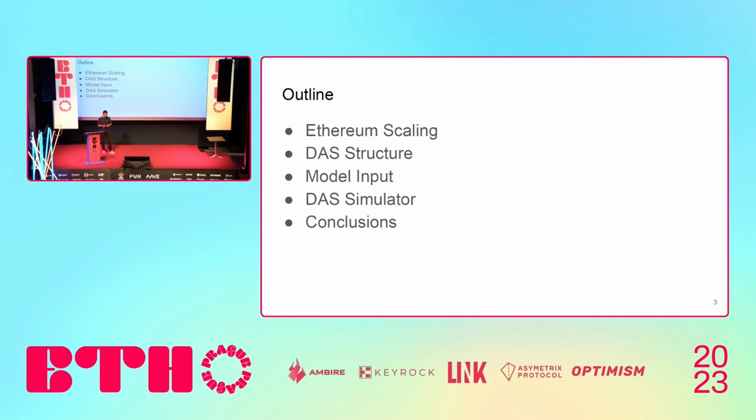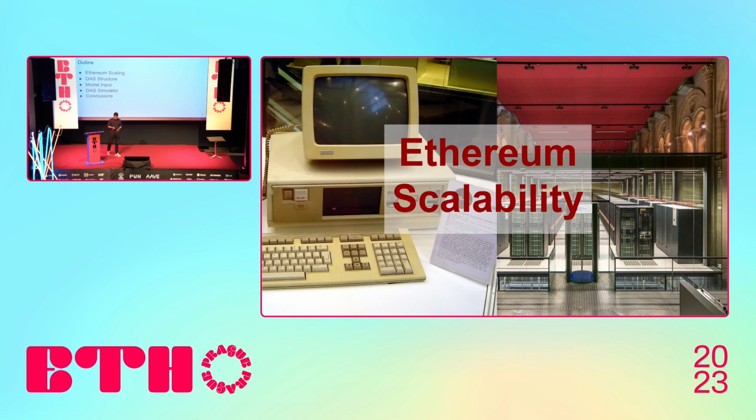This is the outline of my talk. First, I'm going to talk a little bit about the motivation, which is Ethereum scaling. Then I'm going to try to explain the data availability sampling structure, some model input and some data that we have gathered that we are going to input in our simulator. Then I'm going to present the simulator that we are developing, and then some conclusions.